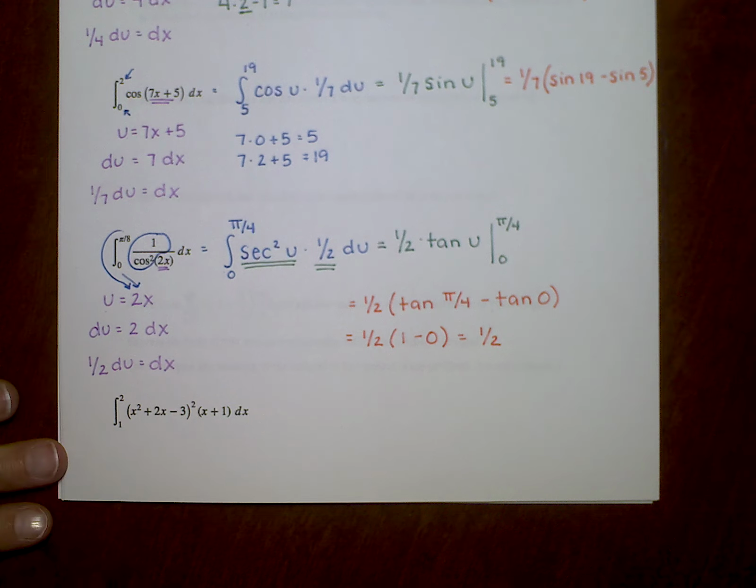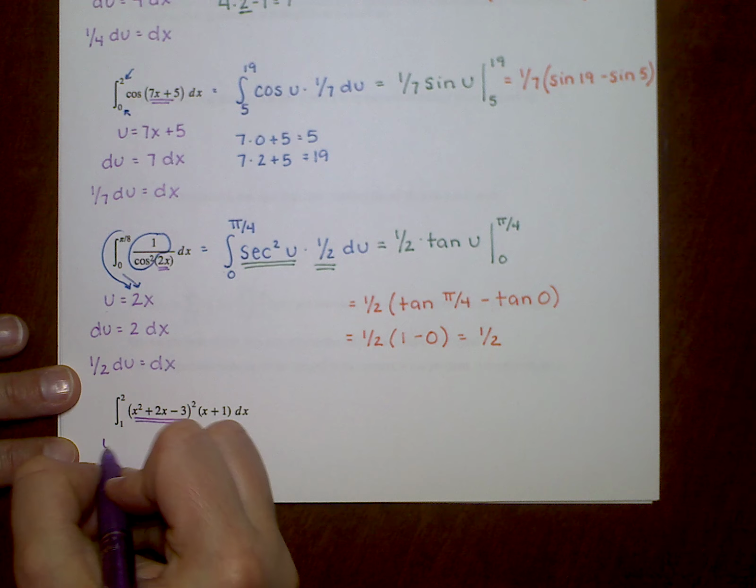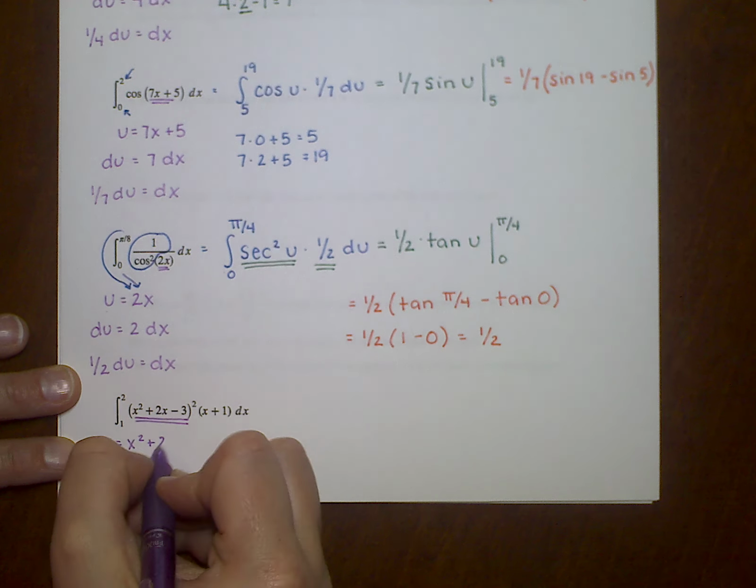Okay, one more to get through. And this might be another good one for you to pause and try on your own before you continue watching the video. I'm going to take this thing on the inside and call this my u. So u is x squared plus 2x minus 3.